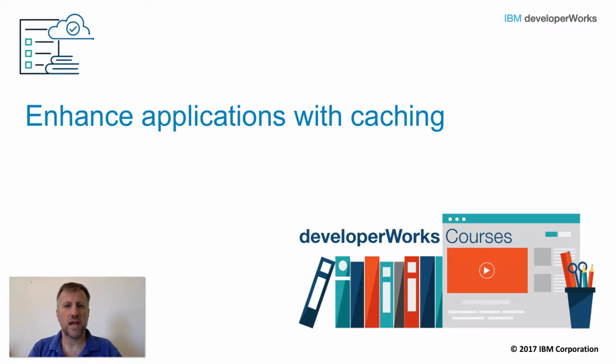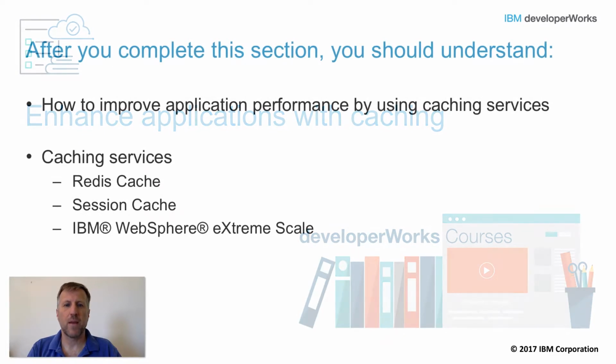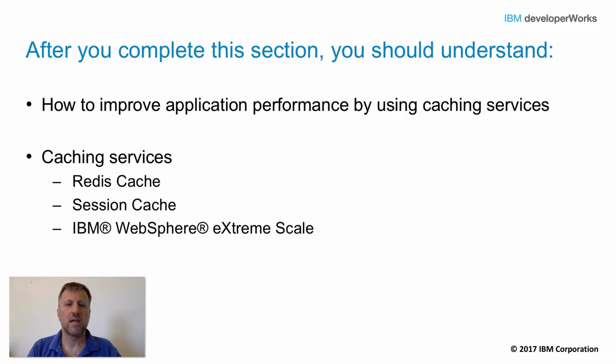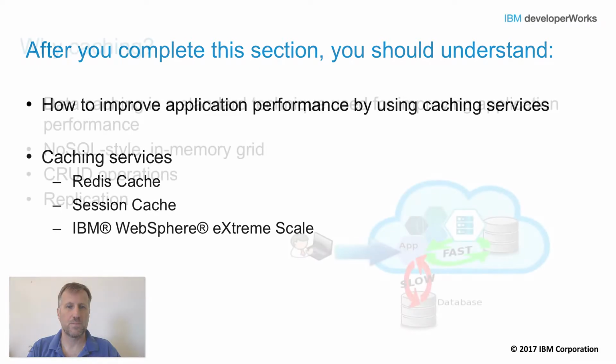Enhancing applications with caching. Applications can benefit by the use of various types of caching solutions. Application performance and availability can be improved through the use of caching services available in Bluemix. In this video presentation, you will learn about the features and understand how to use the Redis cache service available through Compose, the Bluemix session cache service, and the IBM WebSphere extreme scale container image.